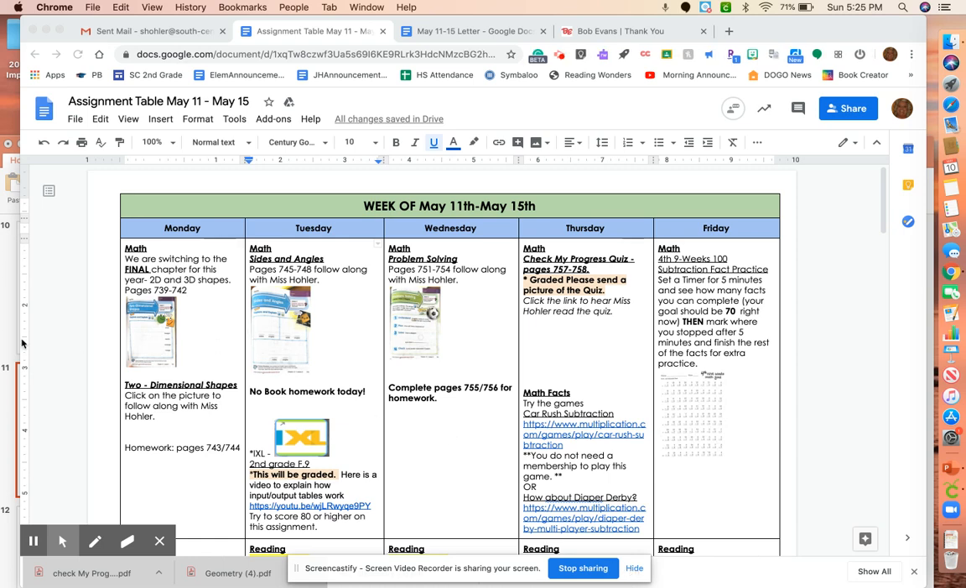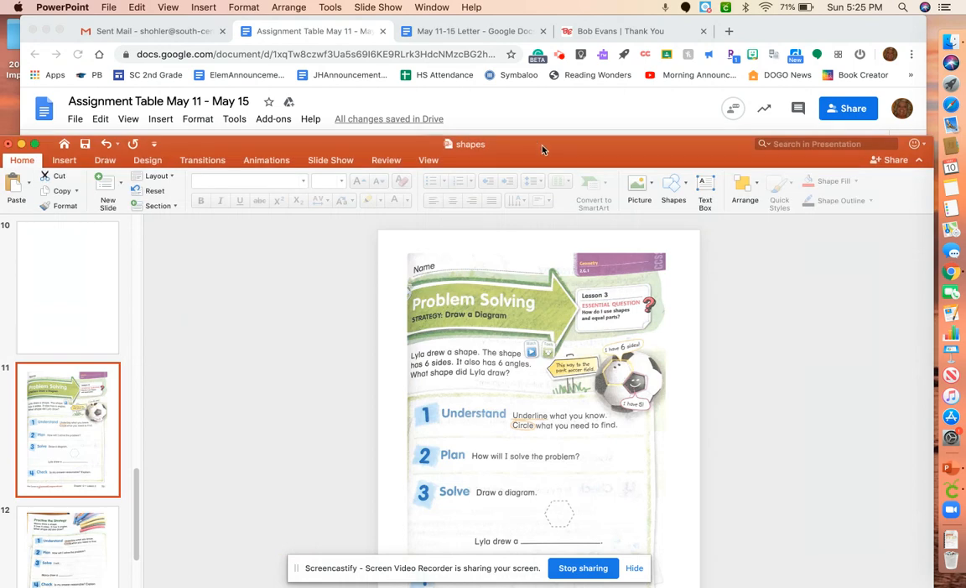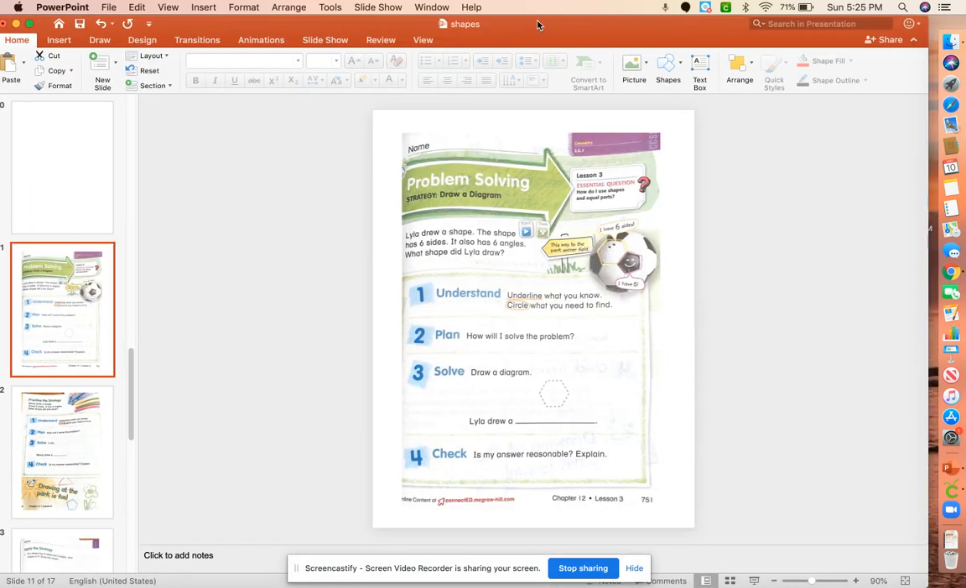Today we're going to work on page 751, the problem solving page. Our strategy today is going to be draw a diagram. So, our first problem is Lila drew a shape. The shape has 6 sides. It also has 6 angles. What shape did she draw?